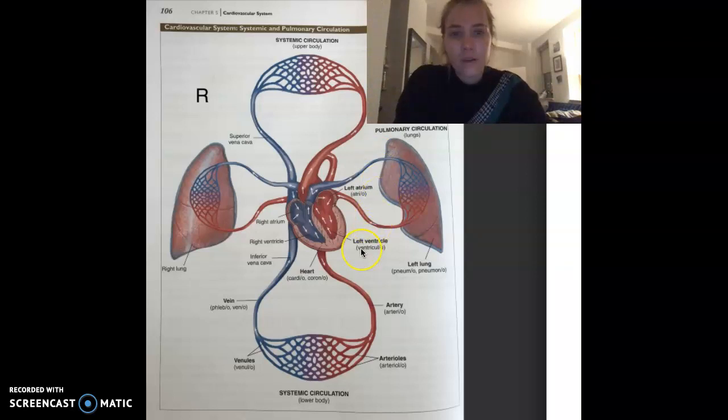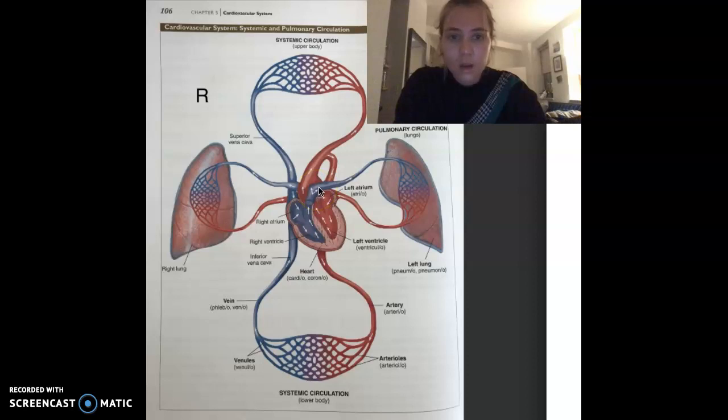So I'm going to begin tracing blood flow through the cardiovascular system from the superior and inferior vena cava. So that's here and here. The superior and inferior vena cava both enter into the right atrium. And then the blood passes from the right atrium through the tricuspid valve, which is right here, into the right ventricle. Then from the right ventricle, it passes through the pulmonary valve, which is right here, and into the left and right pulmonary arteries. So the blood is going away from the heart towards arteries.